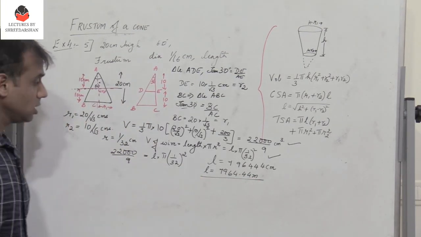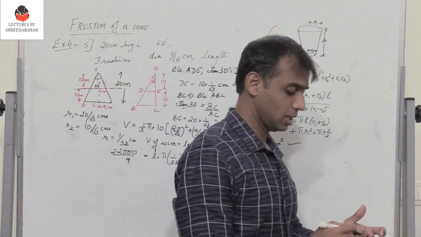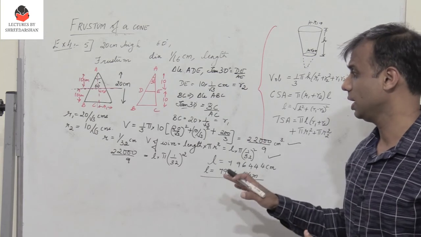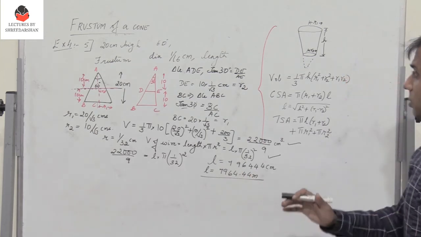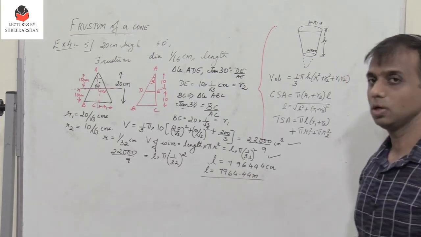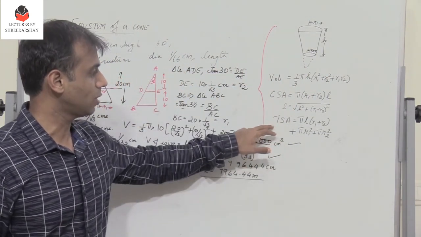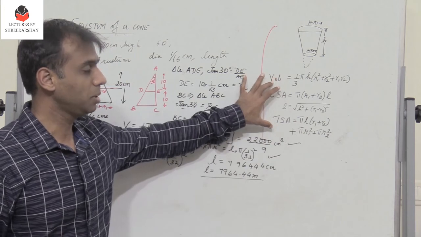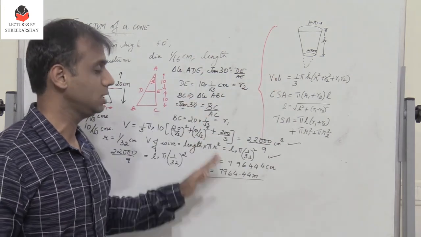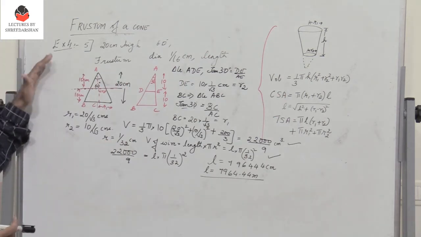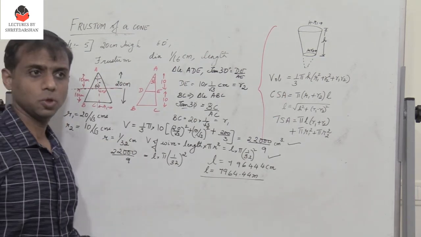Right? So here in this exercise we have solved problems regarding frustum of a cone. And though they look complicated, it's actually very simple. You just have to remember these expressions: the volume of the frustum of the cone, and then you have the curved surface area as well as total surface area. You remember these expressions, you will be able to find all the values you need and solve the problems very easily. So this is exercise 4 of this chapter.